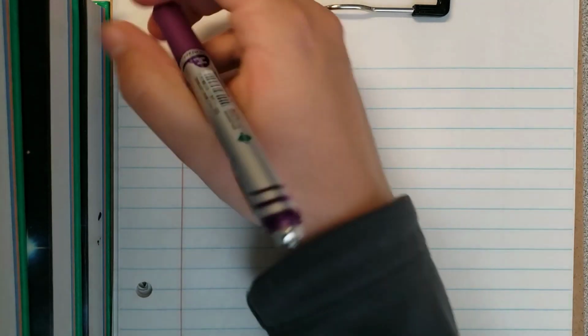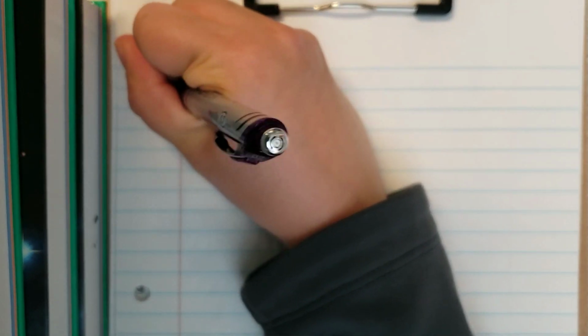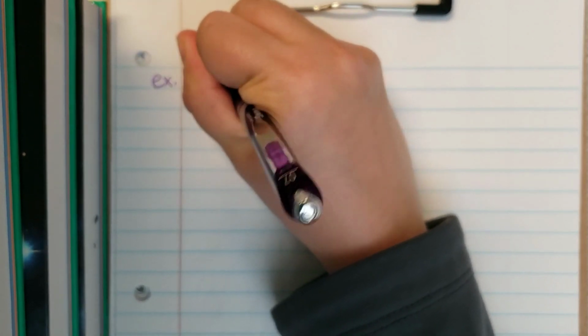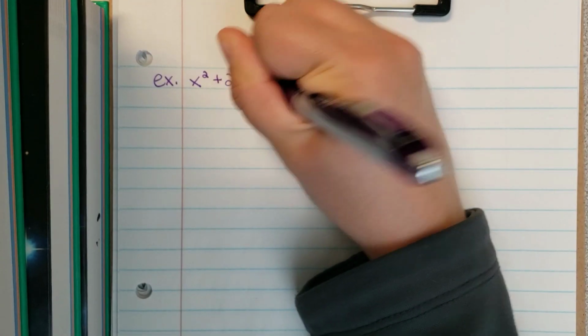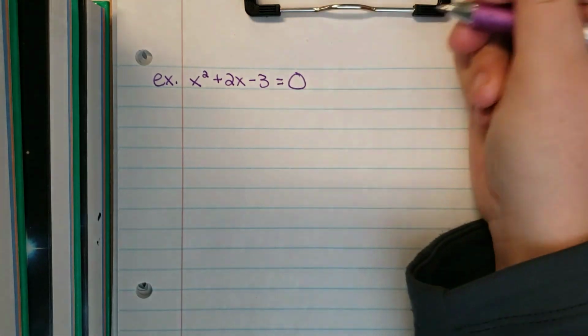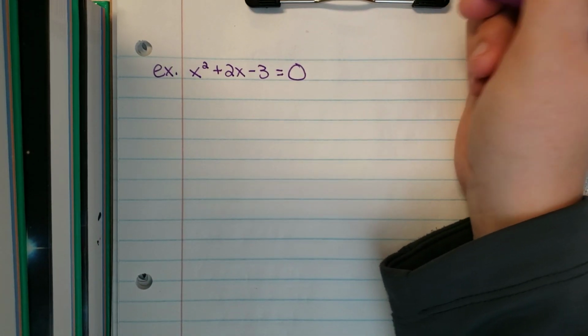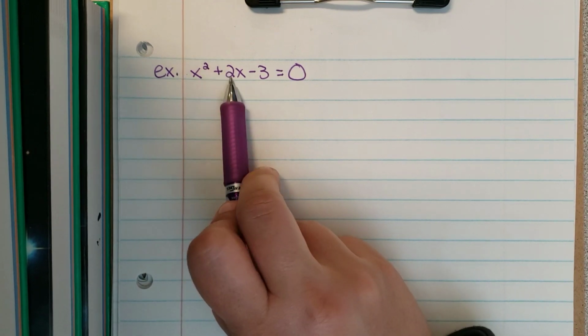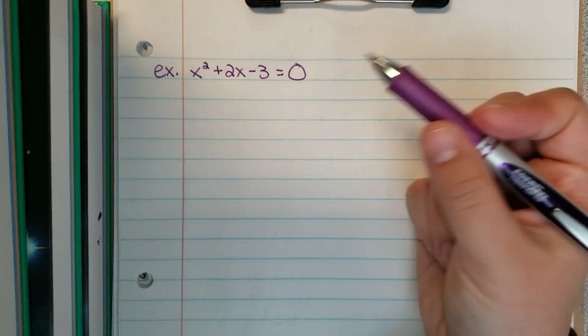All right, so here is an example given to you in standard form. x squared plus 2x minus 3 equals 0. So can we get this into vertex form so we can use today's strategy? Is our A term 1? Yes. Is our B term even? Yes. So we're good to go.